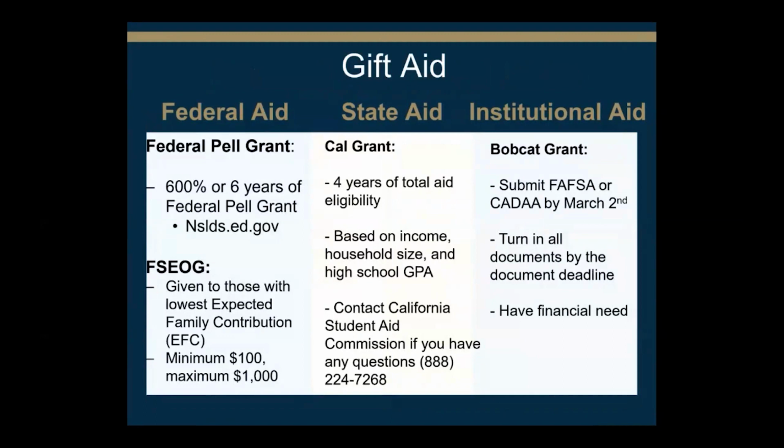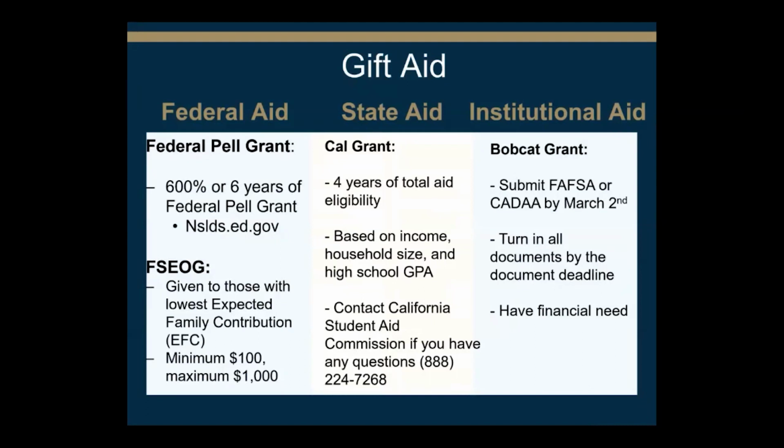So what is gift aid? Gift aid is free money that does not need to be repaid. The following types of gift aid are the federal Pell Grant, which a student will have 600% or 6 years of eligibility, and they could view their eligibility at nslds.ed.gov. There is also the FSEOG grant. This grant is given to those with low EFC. It is a minimum of 100, or they could receive a maximum of 1,000.